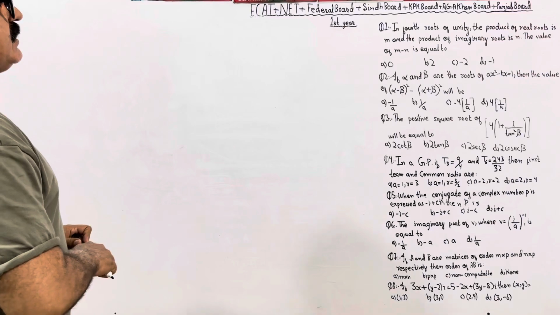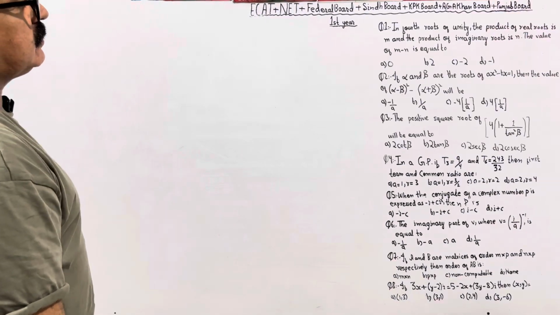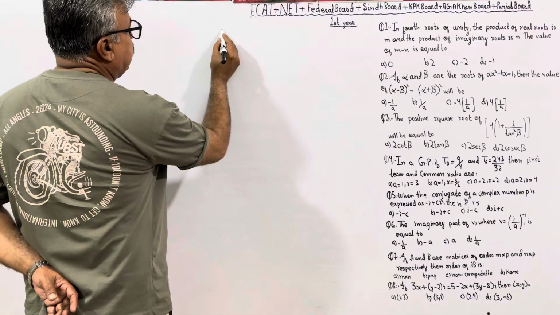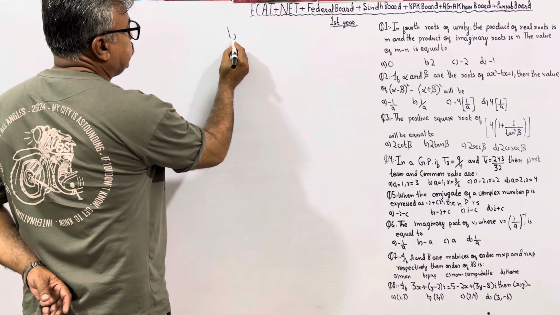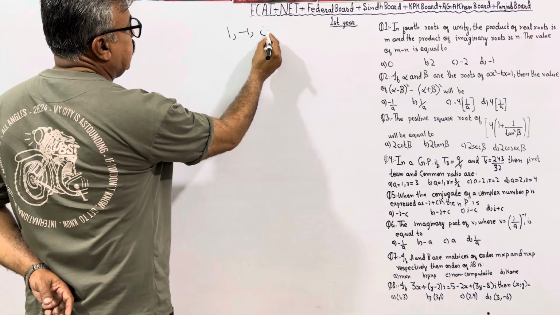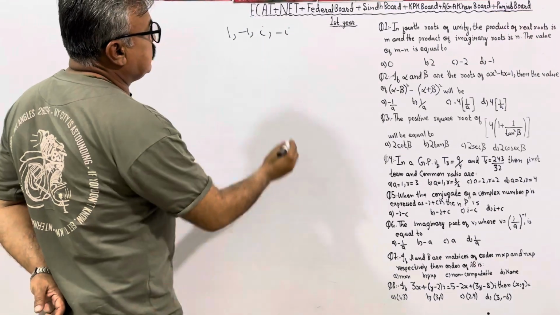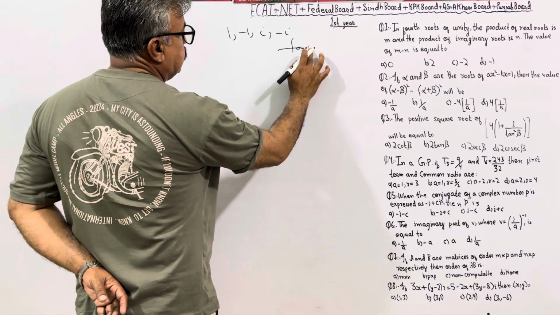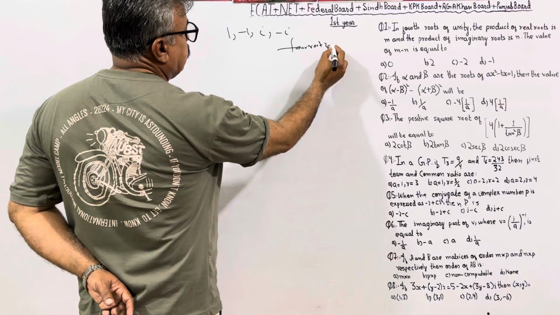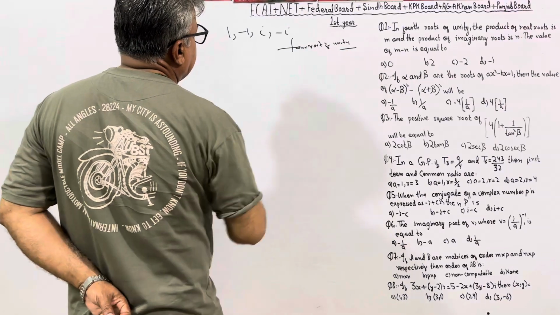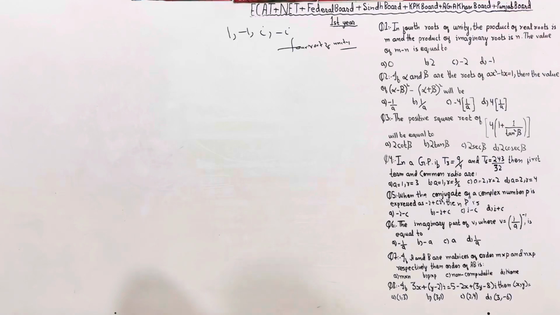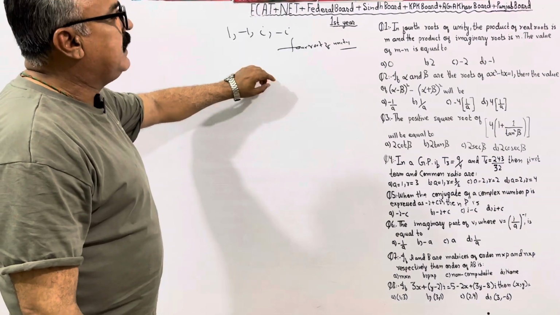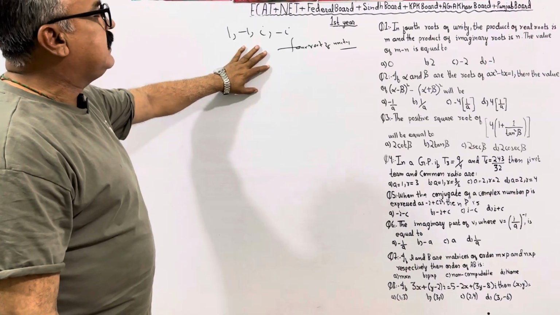Our question number 1 reads as: in the fourth roots of unity, what are the four roots of unity? 1, minus 1, iota, minus iota. These are the four roots of unity. Unity means 1. This is a group under multiplication as well as division. That is not the question in that case.